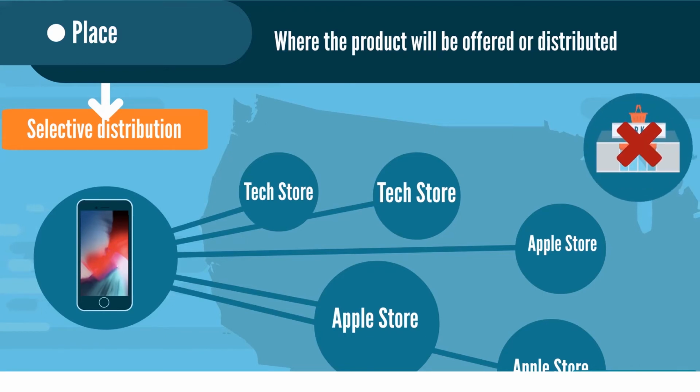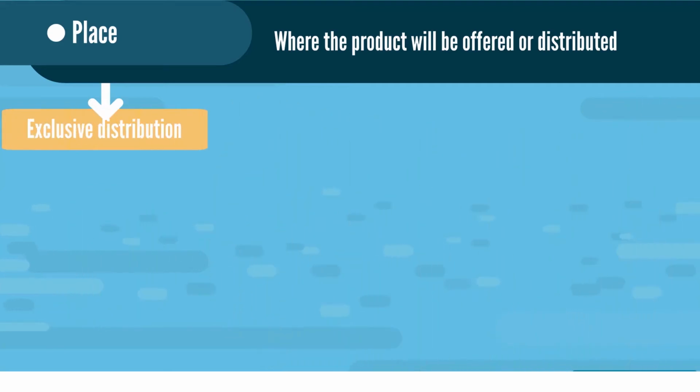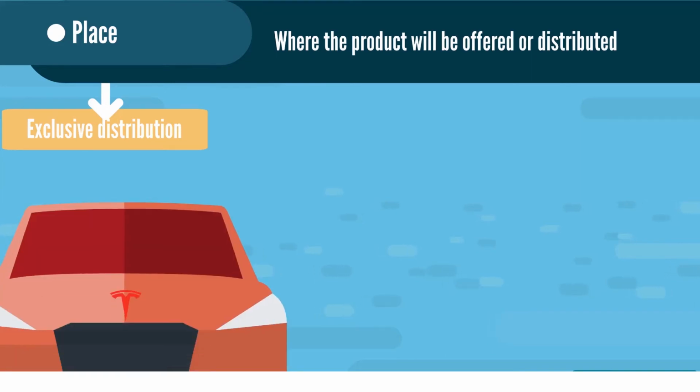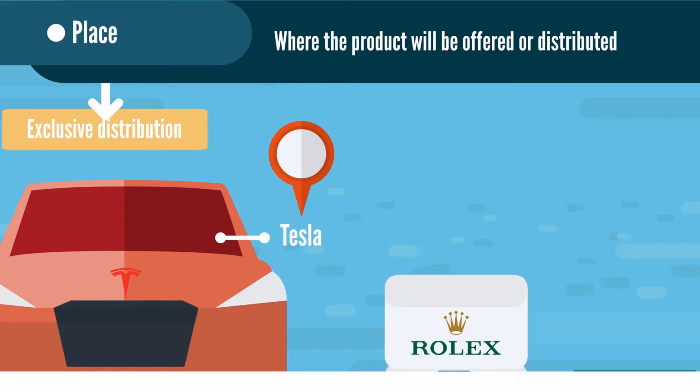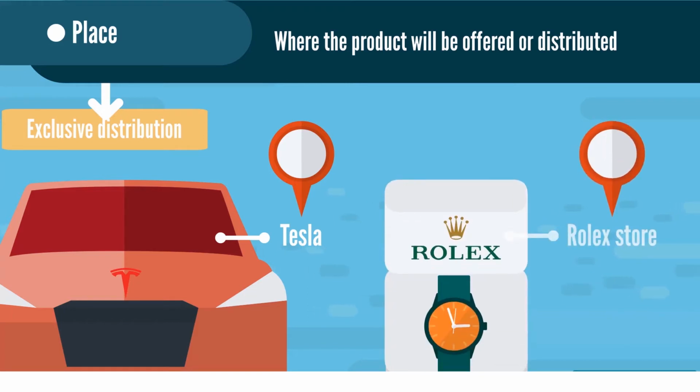And finally, if only one selected brand is sold in the store, we have exclusive distribution. Basically, brands use it for luxury items and products to achieve a higher status image. For example, you can buy a new Tesla Model 3 only at Tesla. And if you truly want to convey a superstar status, you can purchase a new Rolex only at a Rolex store.